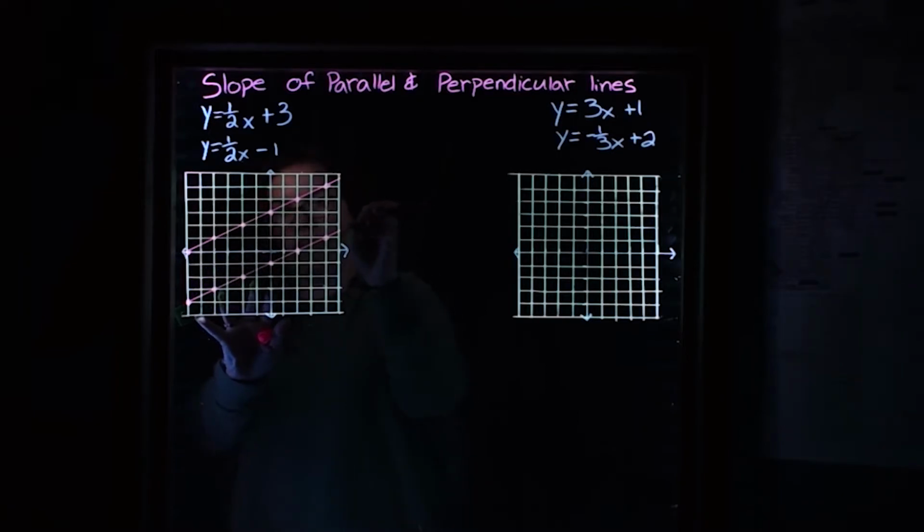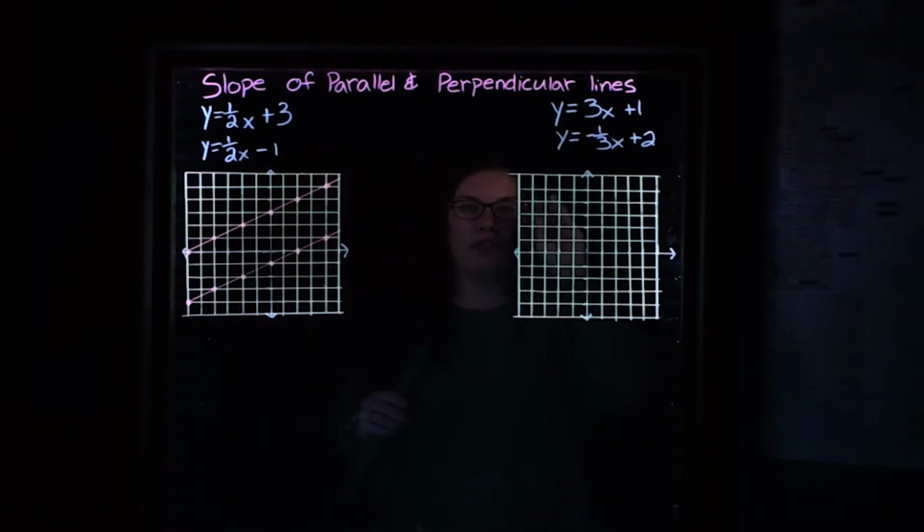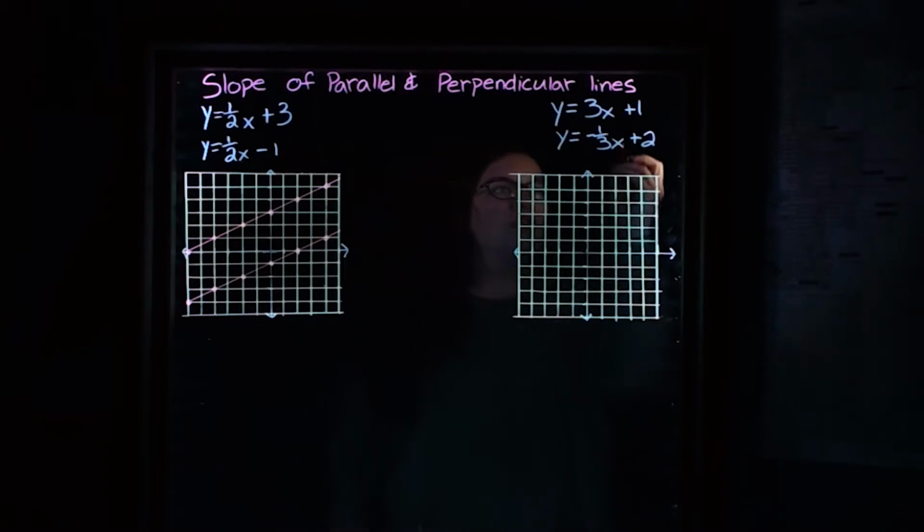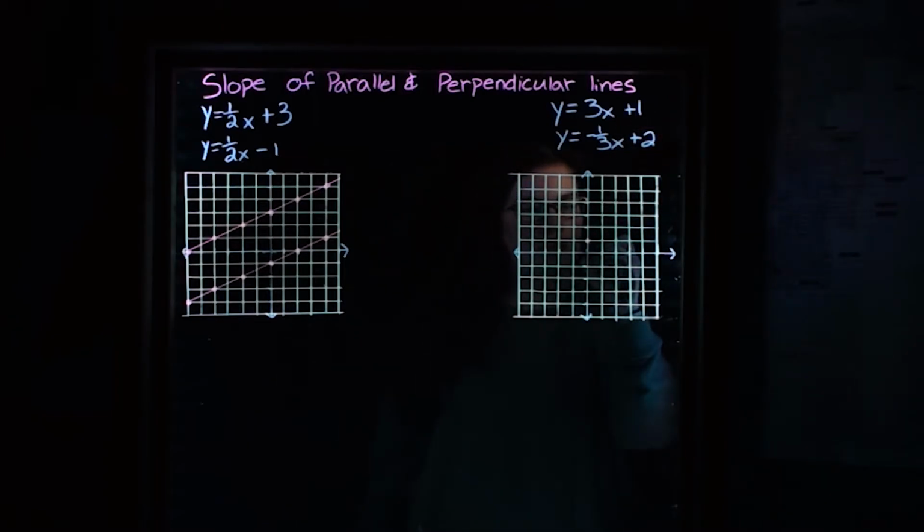And then I'm going to leave that there just for a moment so I can graph these ones, and then we'll go back to that. So my y-intercept here is 1. This slope is up 3.